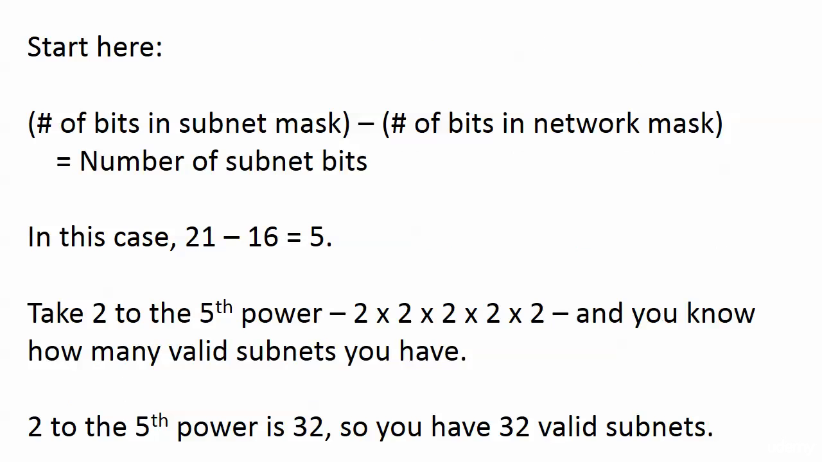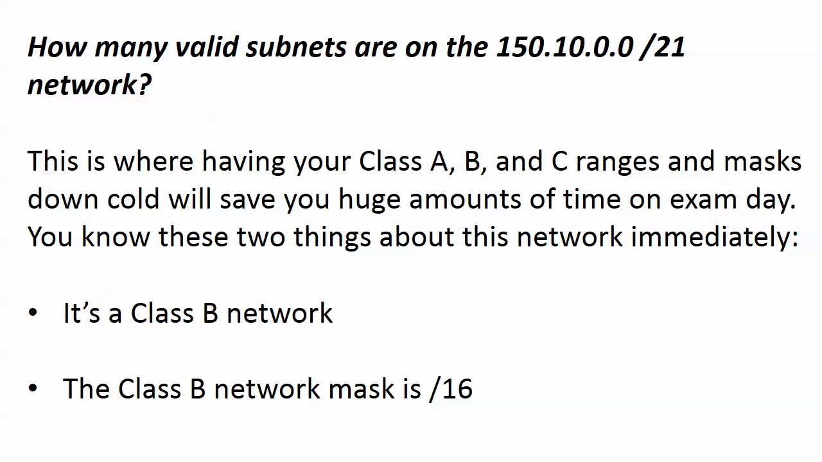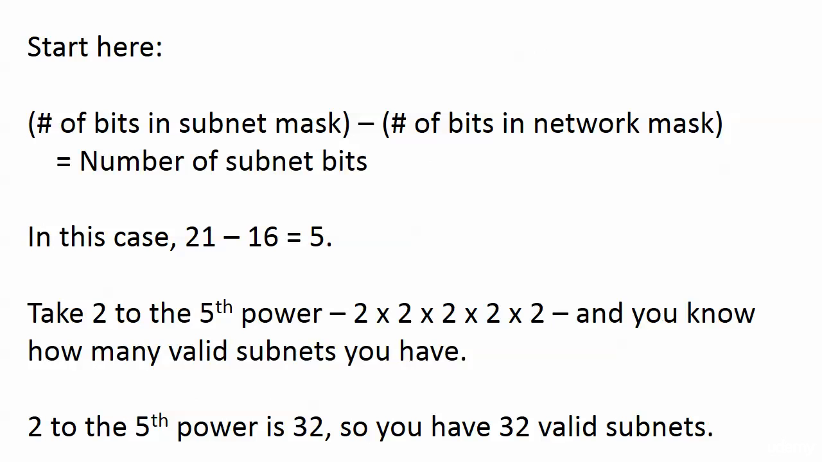So this particular network was a /21. That's what we were given. So we've got /21, and we know we have 16 bits in the network mask of a class B network, so you know 5 subnet bits were borrowed. That's it. So we take 2 to the 5th power, 2 times 2 times 2 times 2 times 2, and you know how many valid subnets you have. And 2 to the 5th power is 32, so you have 32 valid subnets. See how fast that was? I mean, it's lightning fast.